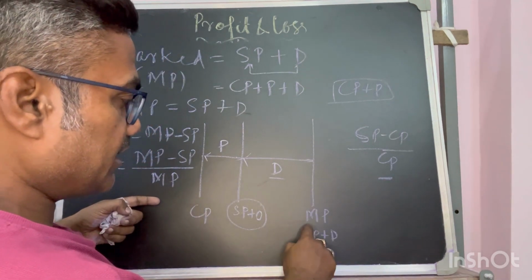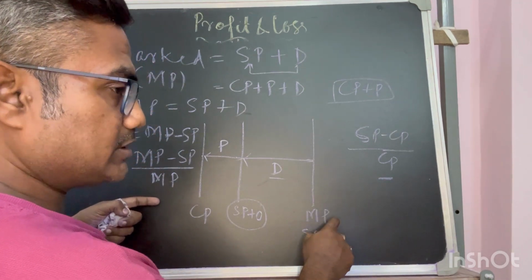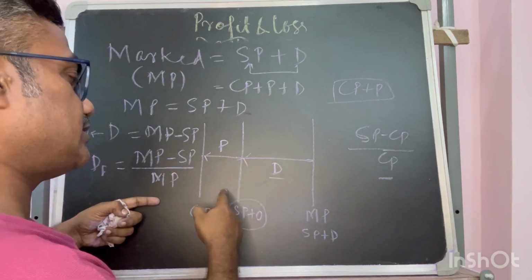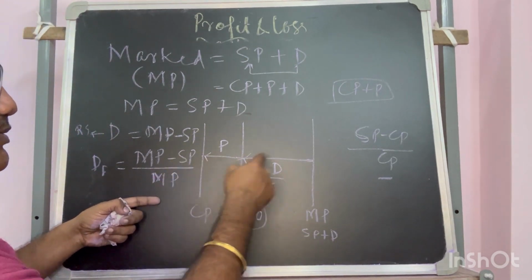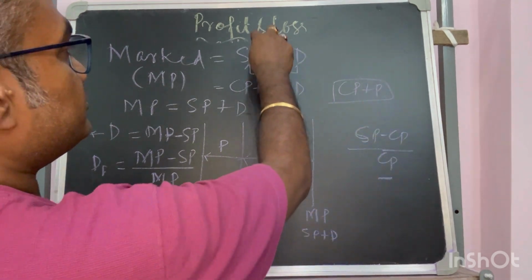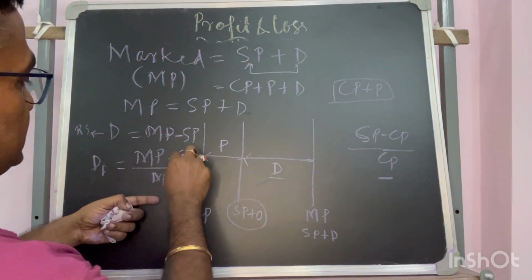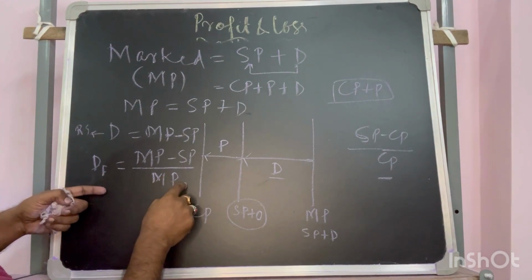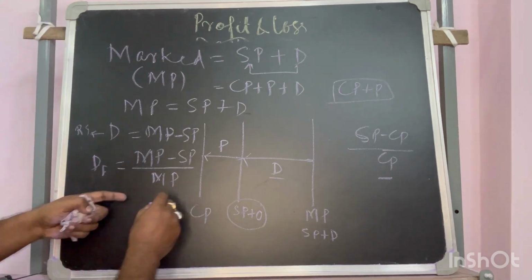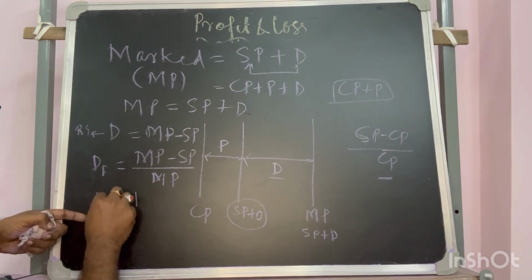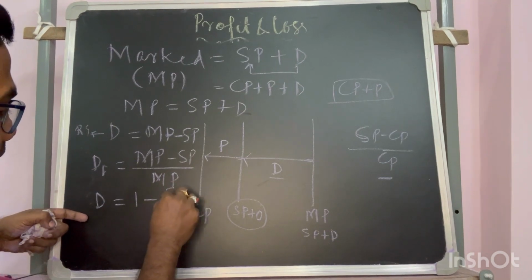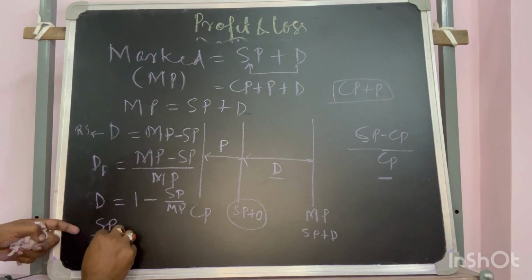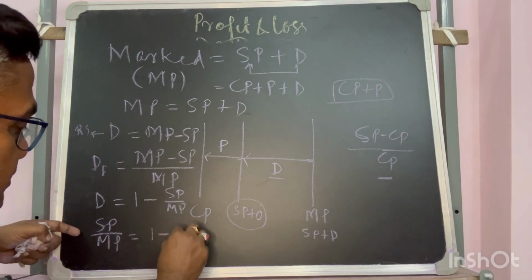In this case, MP which is declared has to be our fixed price or pivotal price. With this reference, I will decide the sales price when discount is being considered for this transaction, where discount, sales price and market price are considered. In this case, this will be our pivotal point. So my fraction of change will depend on the market price. So D is equal to 1 minus SP by MP. From there, SP by MP is equal to 1 minus D.